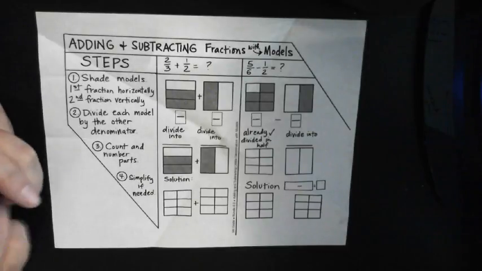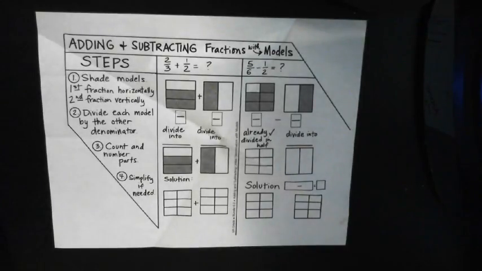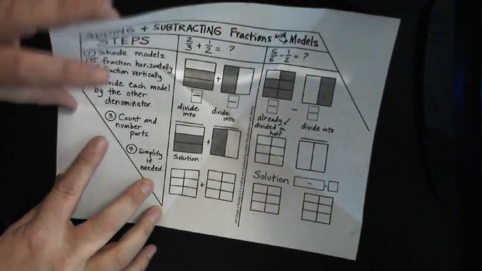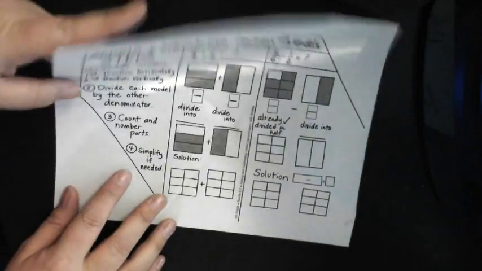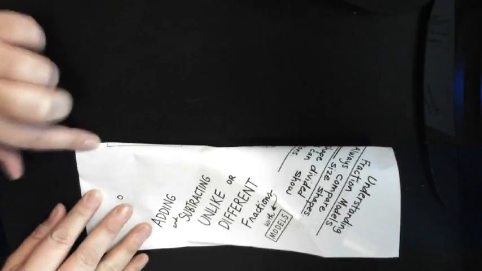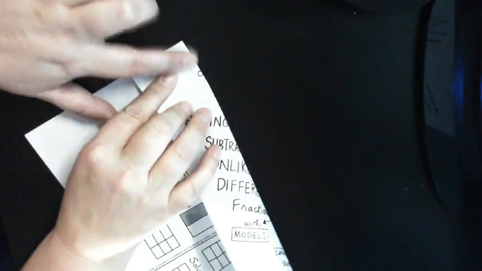Hey guys, today we're talking about adding and subtracting fractions with models. So here's your foldable, front and back. What you're going to do is fold it in half, make a little bitty crease just like we've done before. Take the top part, make a little bitty crease just like you've done before.